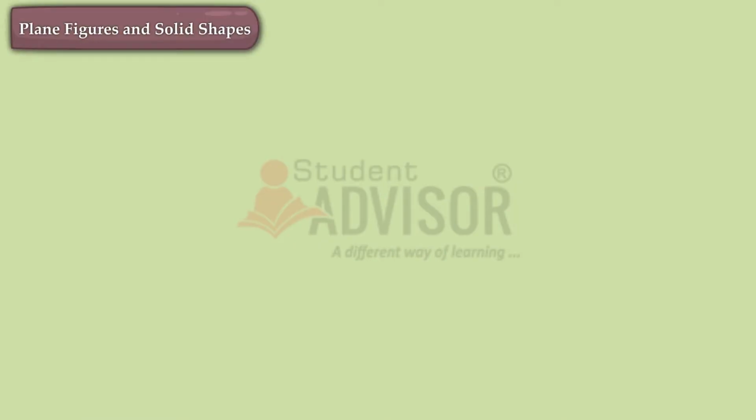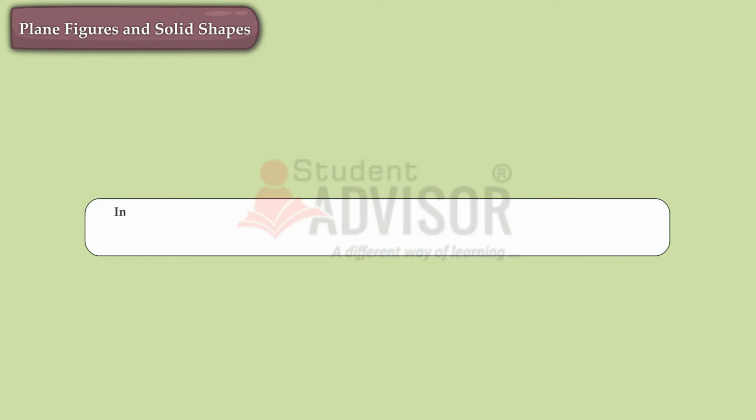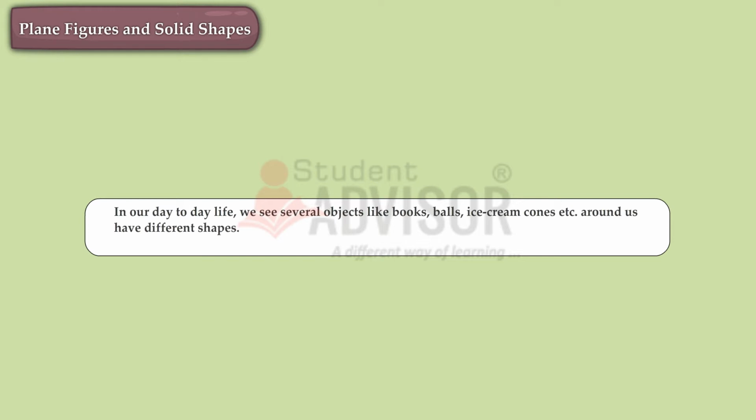Plane figures and solid shapes. In our day-to-day life, we see several objects like books, balls, ice cream cones, etc. around us, which have different shapes. One thing common about most of these objects is that they all have some length, breadth, and height or depth.